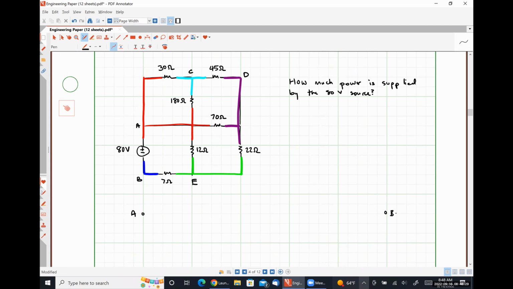So how can I go from A to B? The shortest path that I see is from A to E to B. Okay. So let's throw E right here in the middle. And to go from A to E, we go through the 12 ohm resistor.